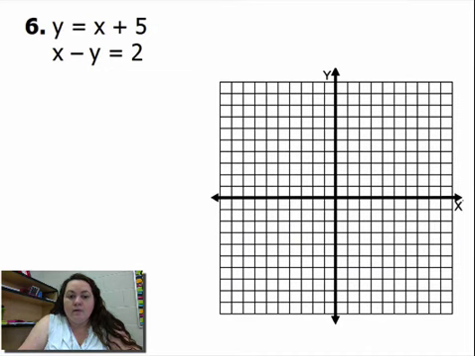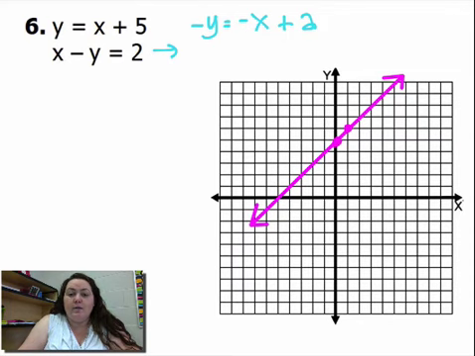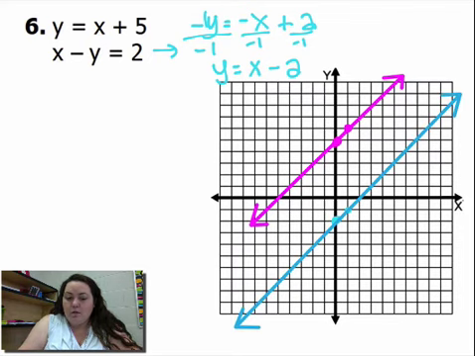Number 6, the first equation is in slope-intercept form, so I'm going to go up to 5 on the y-axis. My slope is 1, so up 1 over 1. The other one, I'm going to subtract x. That leaves me with negative y equals negative x plus 2. Then I'm going to divide everything by negative 1 to get rid of that negative. So that gives me y equals positive x minus 2. So I'm going to go down to negative 2, and then my slope is up 1 over 1.